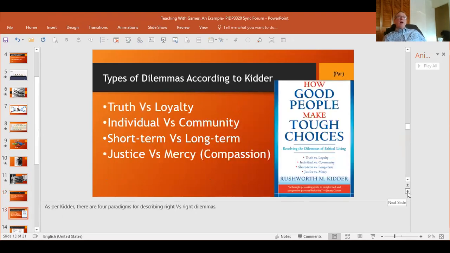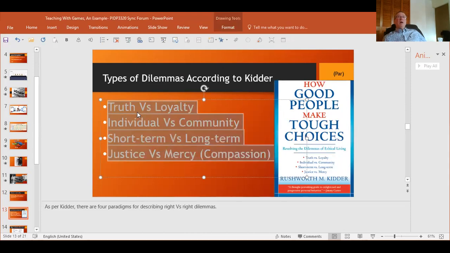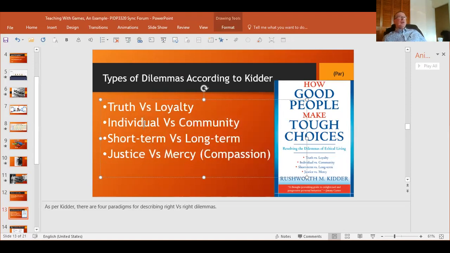So if you want to read more about that, the person who studied dilemmas and is very important is Rushworth Kidder, and he assumed that there are four kinds of dilemma: truth versus loyalty, individual versus community. In other words, you have to do something good for one person, or something good for the whole community. So there is a dilemma between doing something good for someone versus protecting the interests of the whole community.